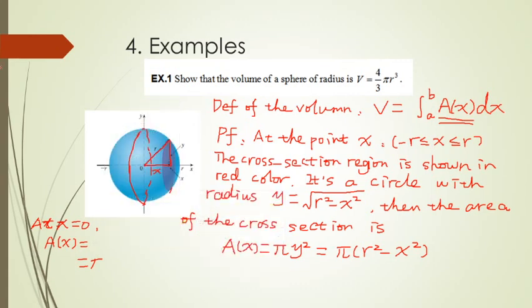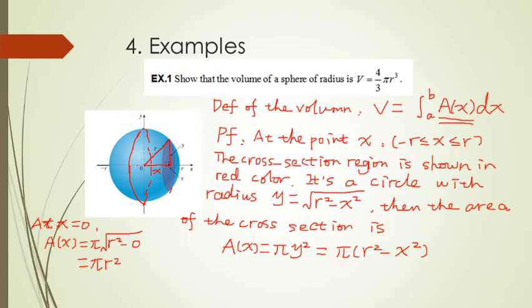So it will be pi y square, pi y square. So that will be r square minus 0. You can get pi r square. Of course, when x equals 0, this circle's area gives pi r square, with r the radius of the sphere.